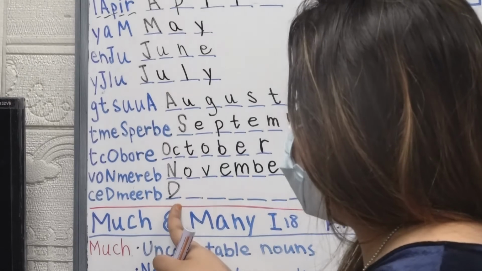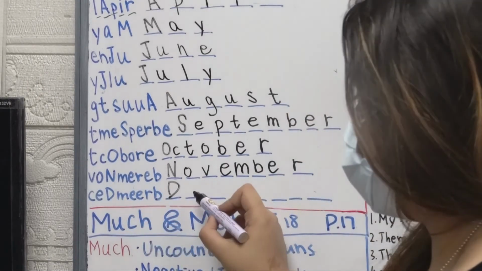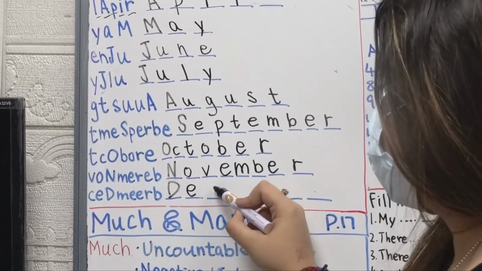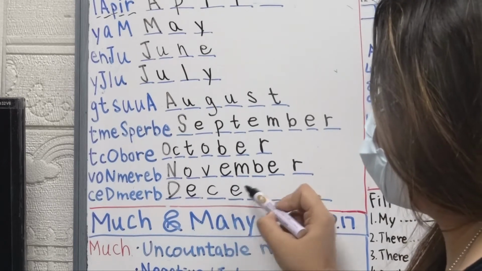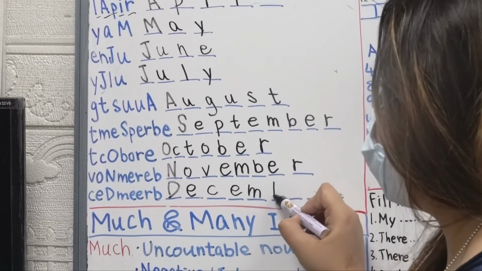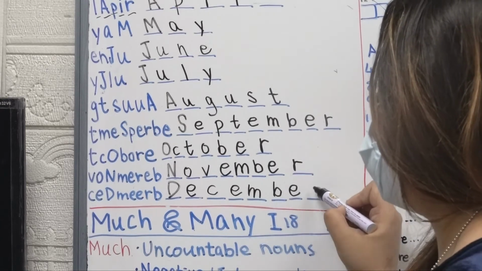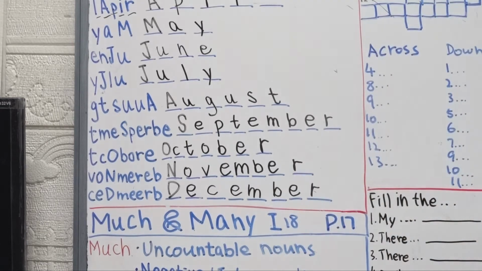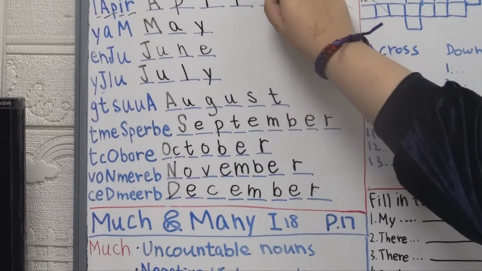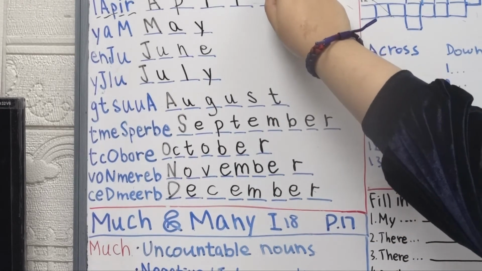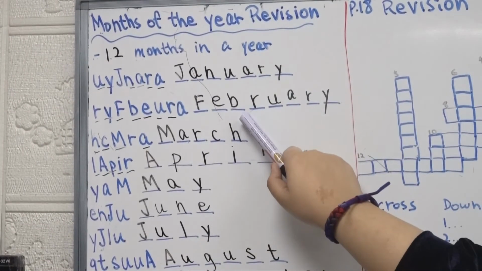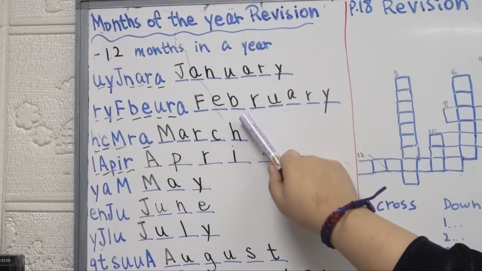How do we spell that? December. Start from D, E, C, E, M, B, E, R. December. Can you repeat? How many months are there in a year? There are 12 months in a year. Okay, so let's repeat. The first month is called January. Again, January. And the second month is February.